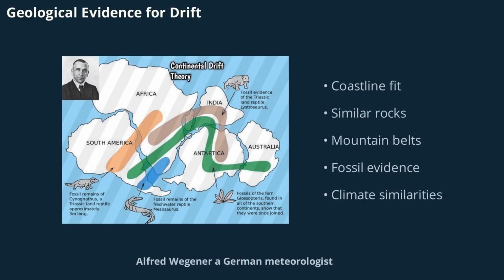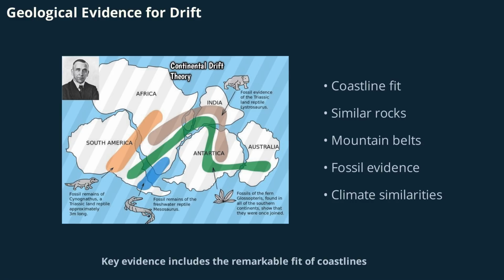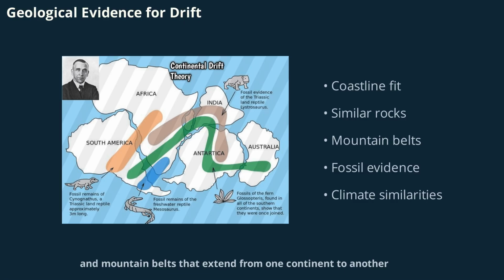Alfred Wegener, a German meteorologist, proposed the continental drift theory in 1912. He introduced the concept of Pangaea to explain ancient climate similarities, fossil evidence, and rock structures between Africa and South America. Key evidence includes the remarkable fit of coastlines, similar rock types and ages across continents, and mountain belts that extend from one continent to another.